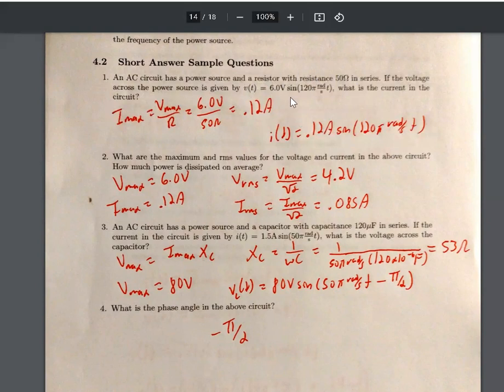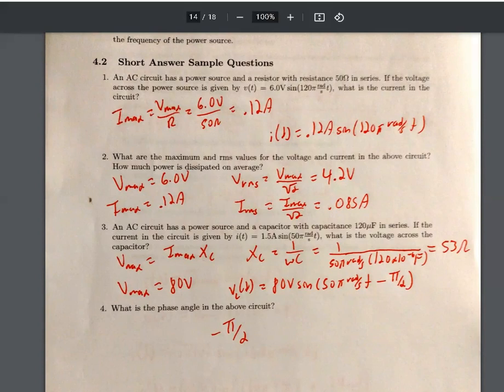By looking at this voltage here, you can see that 6 volts is our maximum voltage and 120 pi radians per second is our angular frequency. So we can just plug the angular frequency in right away, but we need to find the maximum current. Well, the maximum current obeys Ohm's law. So it's always the maximum voltage divided by the resistance. We said our maximum voltage was 6 volts and our resistance was 50 ohms. So that gives us a maximum current of 0.12 amps. So that's what goes in front here.